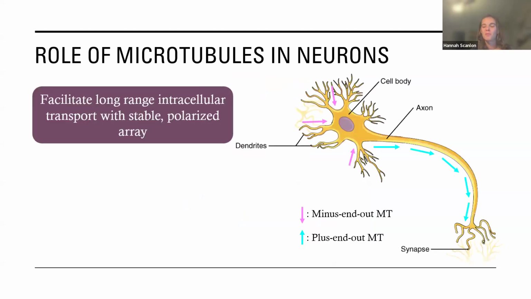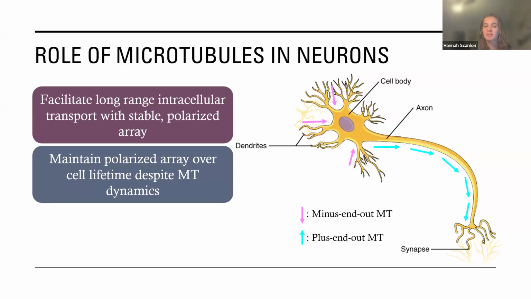A little more detail as to what we're looking for in this model. Microtubules play a couple key roles in neurons that we want to capture. The first is that microtubules facilitate long-range intracellular transport with a stable polarized array. So the microtubules in the axon of your cell are all facing in one direction, and in the dendrite of your cell they are all facing in the other direction. The key component is that the microtubules in different regions of the cell are all aligned in the same direction, and this is stable over the lifetime of the cell.